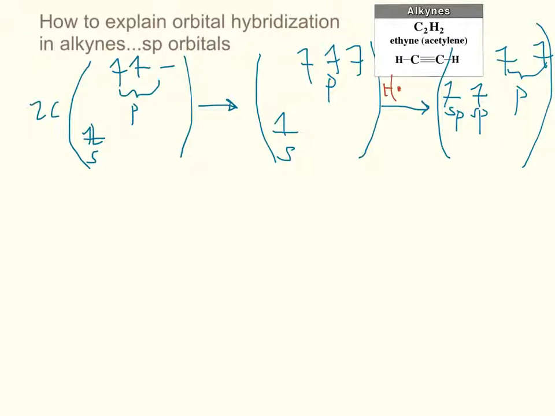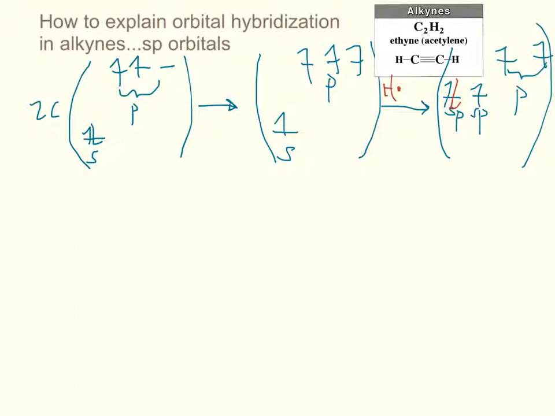So, now we can add in 1 hydrogen. Remember, this carbon, if we call it the left carbon, is bound to 1 hydrogen. The other 3 bonds are bonds that it's making with the fellow carbon.